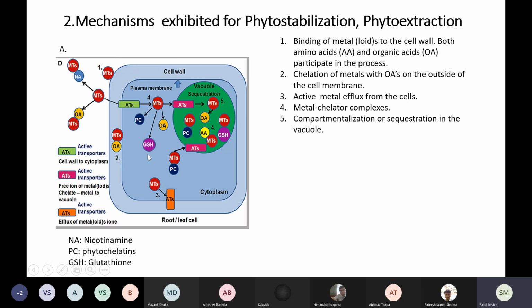Either there are chelators in the cytoplasm, or there are negatively charged organic acids or nicotianamine, which are capable of binding to these metals and simply absorbing them onto the root cell. Okay, so I hope it is clear what kind of biochemistry is operating here.